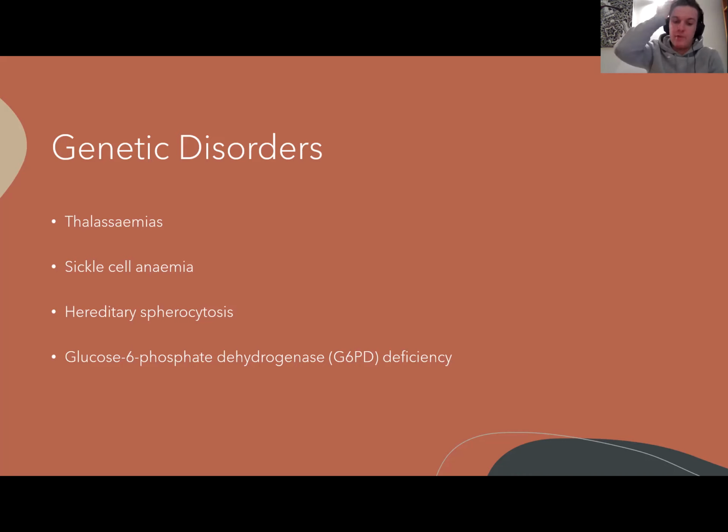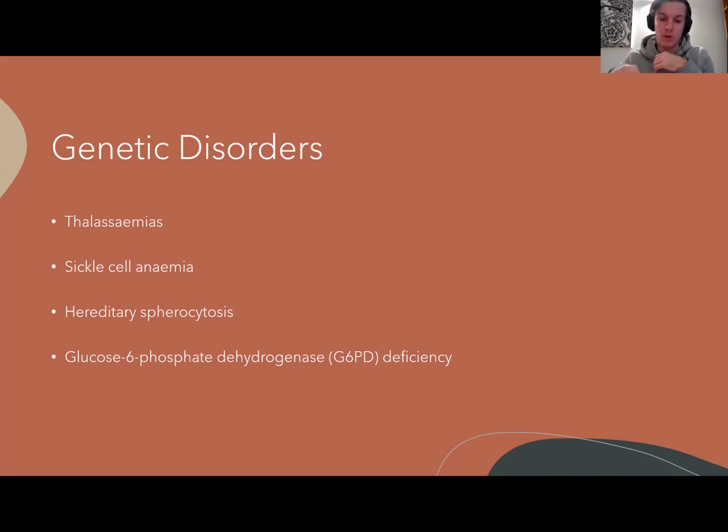It's autosomal recessive, and what you get is mutant forms of alpha or beta globin chains. So in your hemoglobin molecule, you should have 2 alpha, 2 beta chains to make up that complex. In thalassemia, you get malfunctioning forms of those complexes, and it leads to poor function of your hemoglobin molecule.